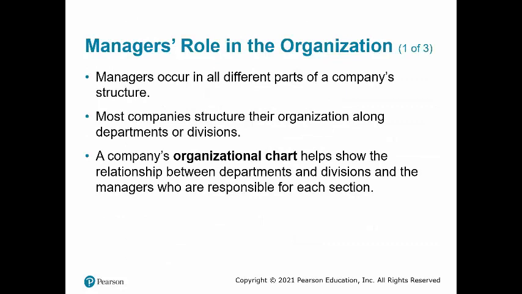So the managers in the organization are going to occur at all parts of the company. Companies tend to organize their operations around departments, and then those departments belong to divisions. And so in order to be able to understand the relationship between all of the different departments and divisions, organizations will have what we call an organizational chart. And that just shows who the managers are for each of the individual departments and the divisions and who reports to each of these managers.